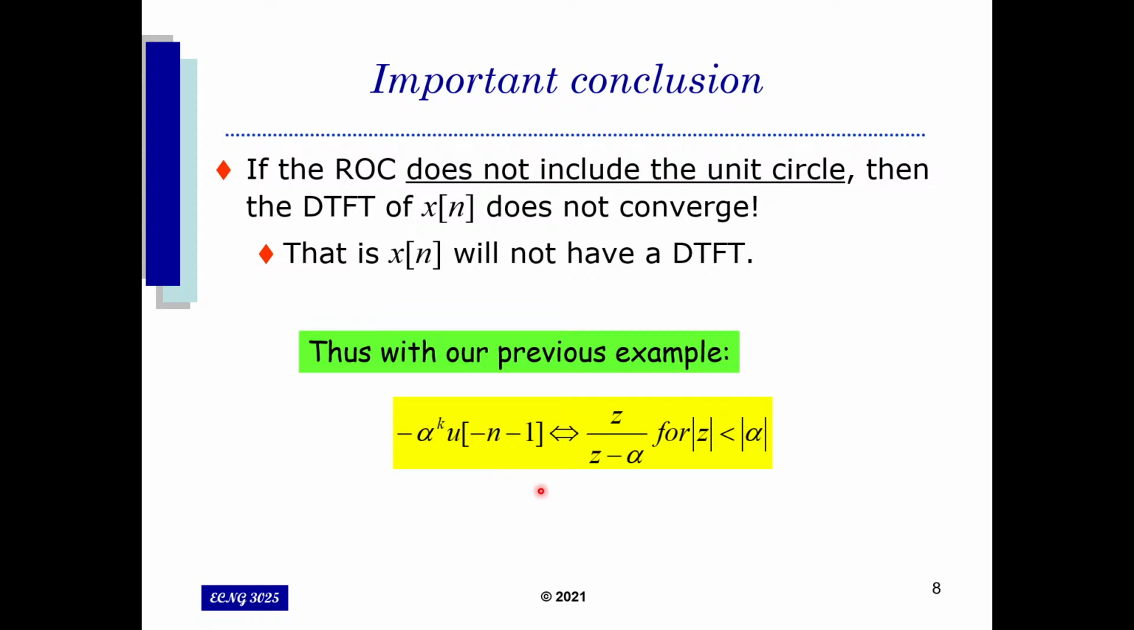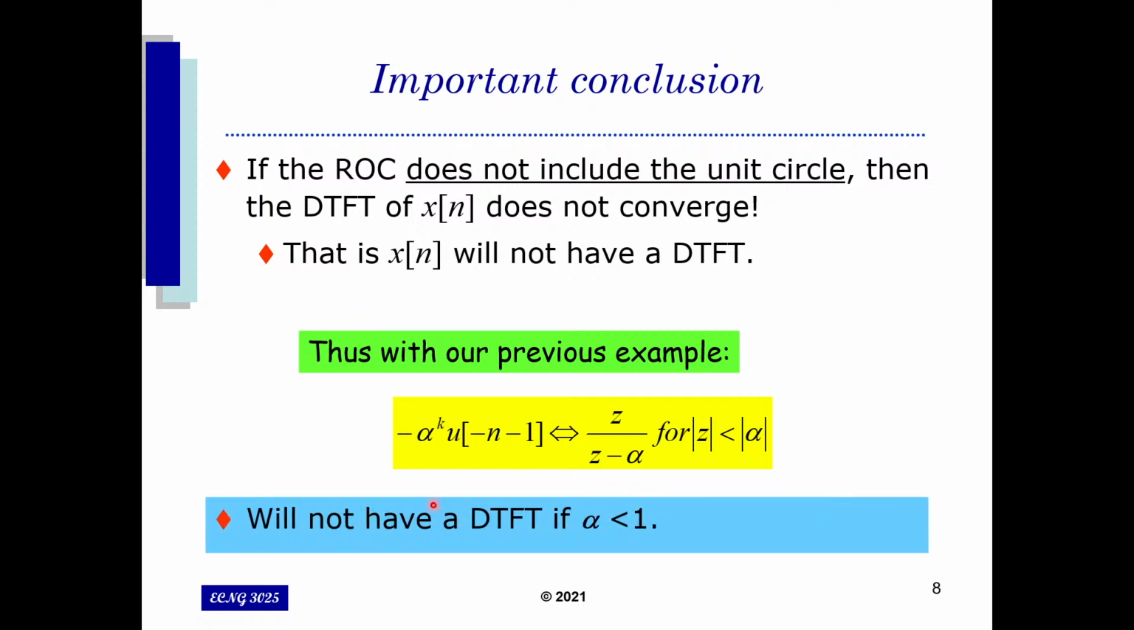So, for our previous example here, where we did a general Z transform of a discretized time sequence, and we had z divided by z minus alpha, and we said magnitude of z is going to be less than magnitude of alpha when we calculate for the region of convergence. This will not have a DTFT if the alpha here is going to be less than 1. So alpha needs to be greater than or equal to 1 in order for the x of n sequence here to have a DTFT sequence.